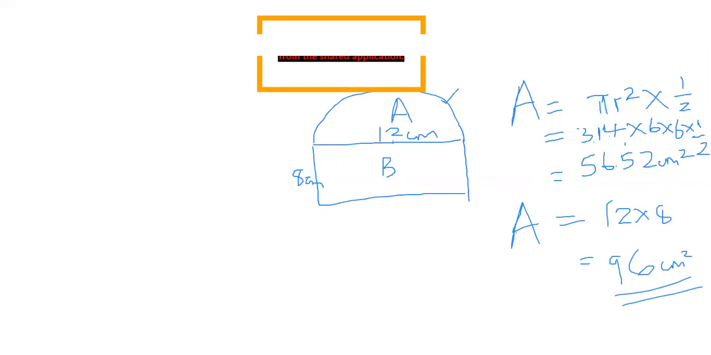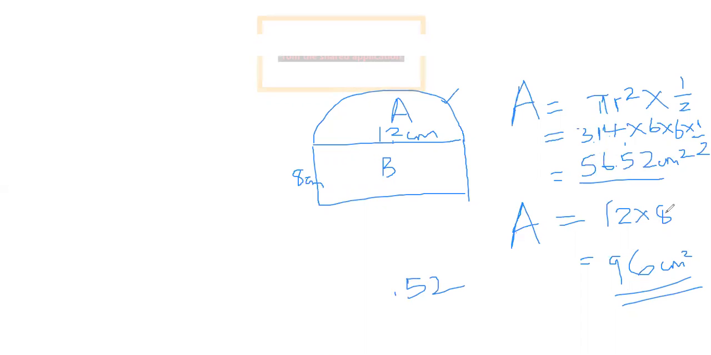Oh, this is quite good. Now we have the areas of shape A and shape B. To find the area of this whole shape, we're going to say this area plus this area. What are we going to get? 56 plus this. So first of all, we've got a decimal place.